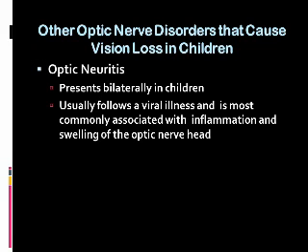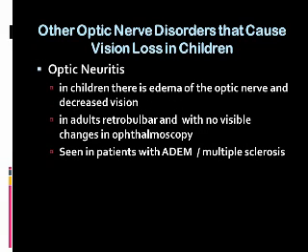Lastly, optic neuritis may present bilaterally in children. They usually follow a viral illness and most commonly are associated with inflammation and swelling of the optic nerve. In children, they may present with edema of the optic nerve and decreased vision. In adults, retrobulbar pain with no visible changes in ophthalmoscopy may be seen. Therefore, in both papilledema and optic neuritis, neurologic exam, particularly fundoscopic exam by us pediatricians, is important.